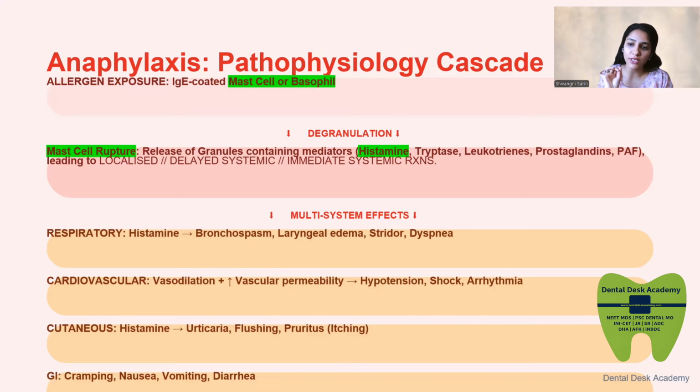Now, the most cause of concern here, the most dangerous one, is the one with immediate reaction, immediate and systemic. Systemic means it's not just going to be local, it's going to act all over the body. So what will it do? Due to acting on the respiratory system, it will cause bronchospasm. There'll be difficulty in breathing, there'll be dyspnea. In the cardiovascular system, because it causes vasodilation, there'll be a fall in BP, there'll be severe hypotension. In the cutaneous system, it might lead to urticaria, pruritus, itching, flushing. And in the GI tract, it can lead to cramping, severe diarrhea.